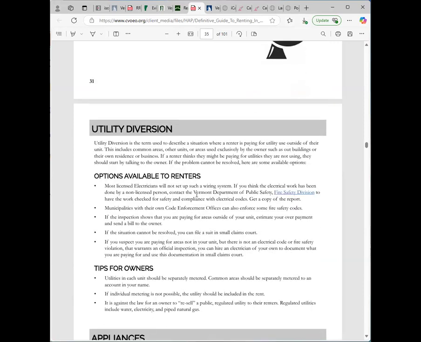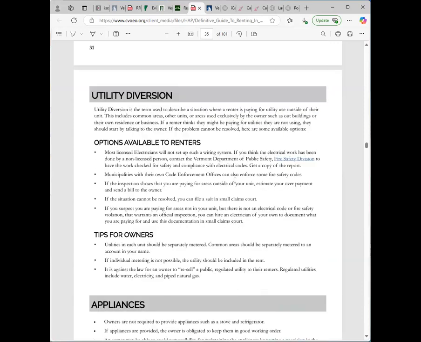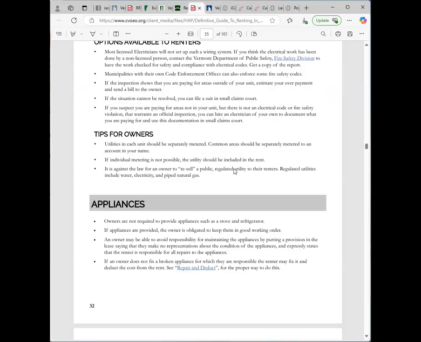Utility diversion is the term described when a renter is paying for utility use outside of their unit. This includes common areas or other units used exclusively by the owner, such as buildings. If a renter thinks they may be paying for utilities they are not using, they should start by talking to the owner. Amazing. So options available to renters and then tips for owners. You want to make sure that you are monitoring things properly and that it's all written down, right?